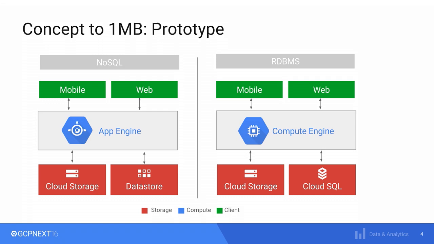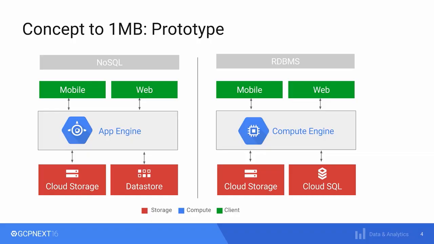We'll start with NoSQL. The simplest thing you can do is spin up an App Engine application and store your application data in Datastore and your static data in Cloud Storage. This should allow you with almost no configuration to get up and running, storing data that you can share back to a web application or a mobile application just as a prototype.